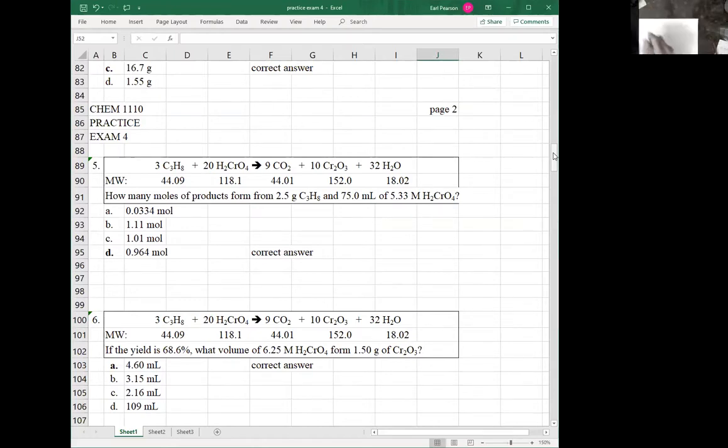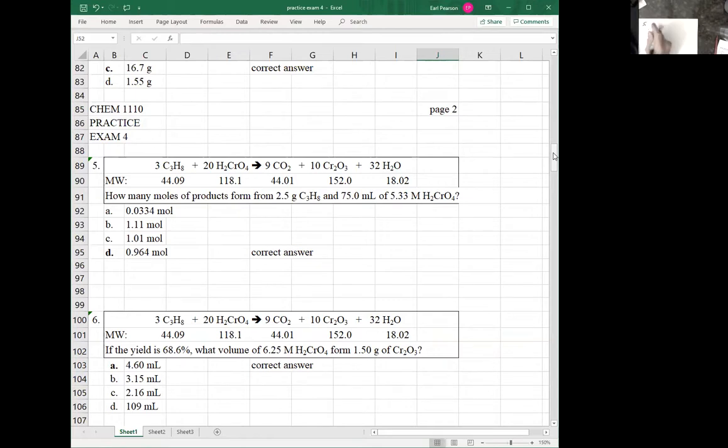All right, so number 5. Okay, number 5. Same reaction. How many moles of product will form from 2.5 grams of propane with 75 milliliters of 5.33 molar chromic acid? Well, that's very much like the previous one, except we're going to do moles of product as the answer.